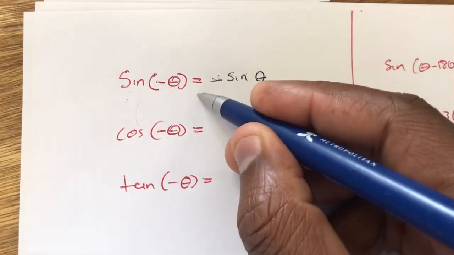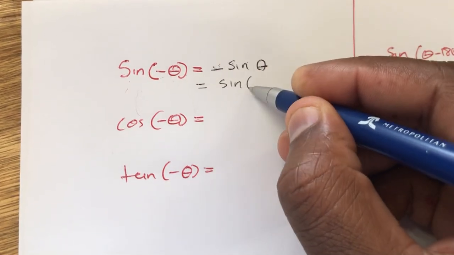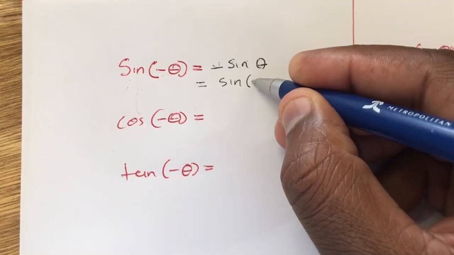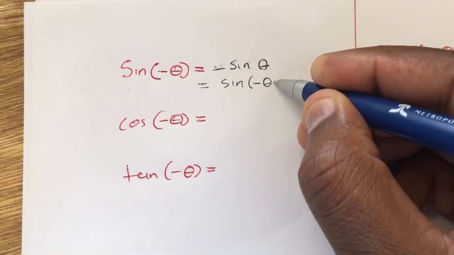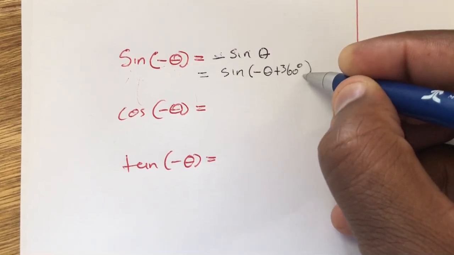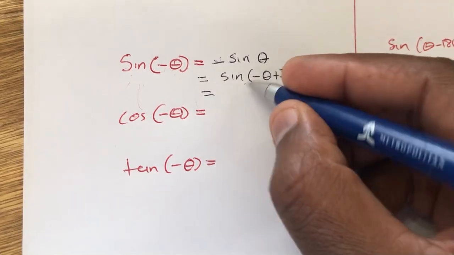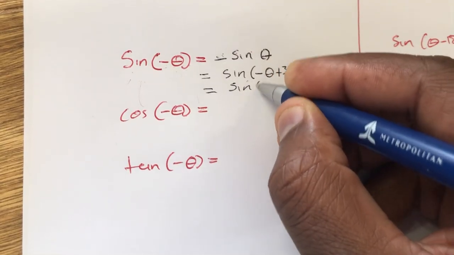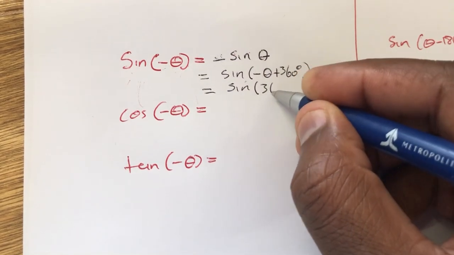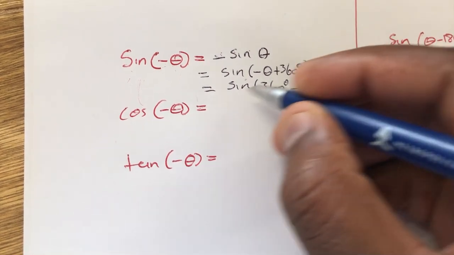They said that whenever you have a negative angle, you need to add 360. So it's negative angle plus 360 degrees. So now you can rearrange these two. So this will be the sin of 360 degrees minus theta.